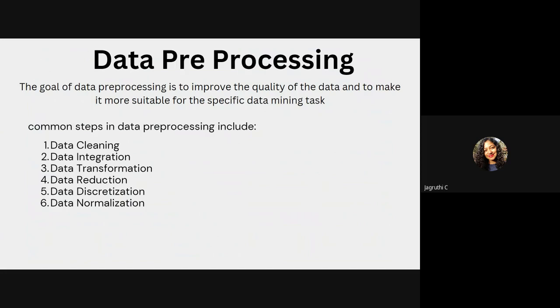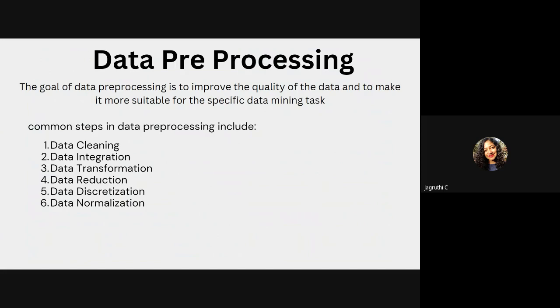Integration is nothing but combining data from multiple sources into a unified data set. Like I said, there can never be one source of data. There will always be multiple sources of data, and you need to know how you can connect them with each other so that the connections that you make are actually proper.